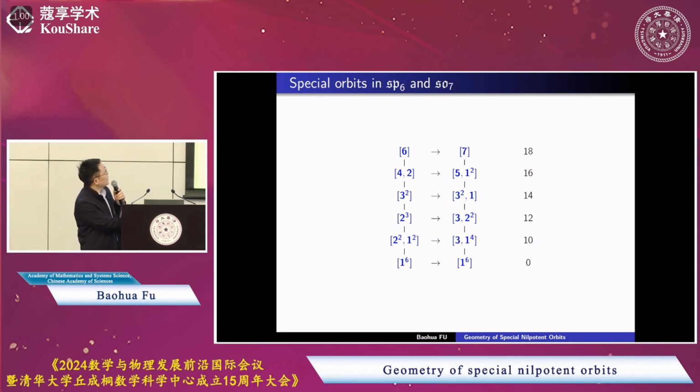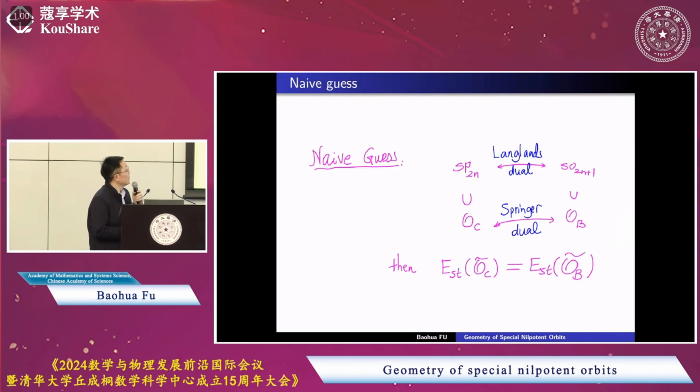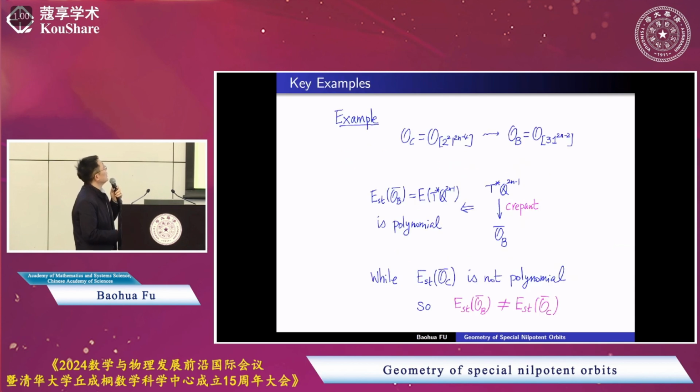So the question is, if you pick one nilpotent orbit on the left-hand side, and also the corresponding one on the right-hand side, what can we say about these two orbits? So the naive guess is they should have the same stringy E-functionals. So this is the naive guess, and unfortunately, this is not true.